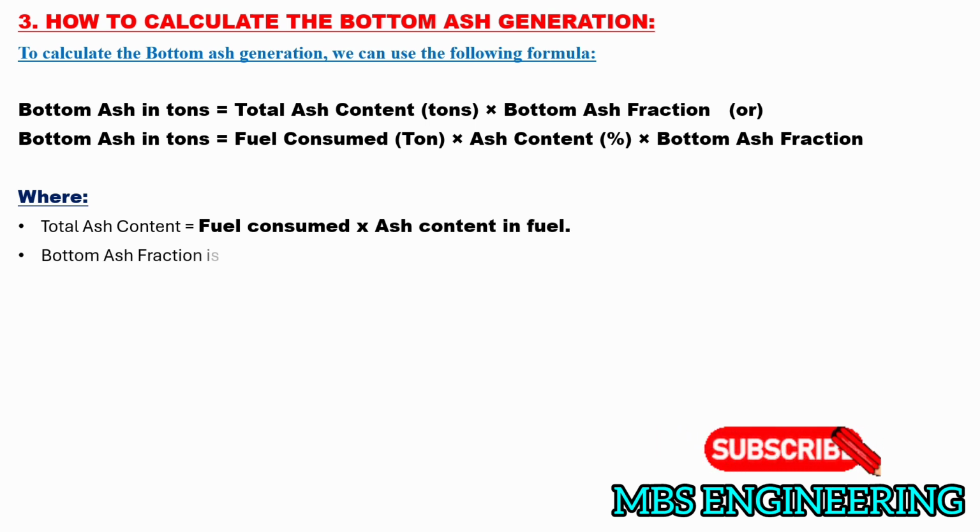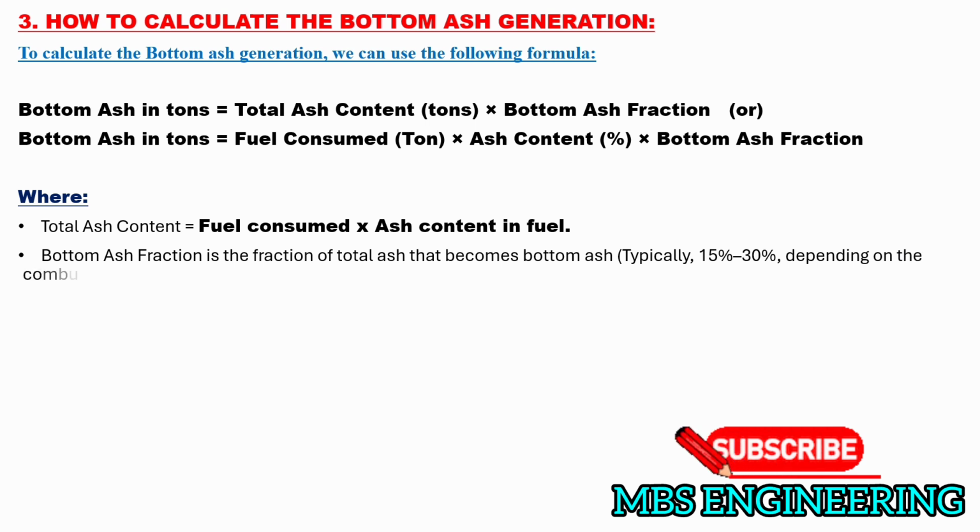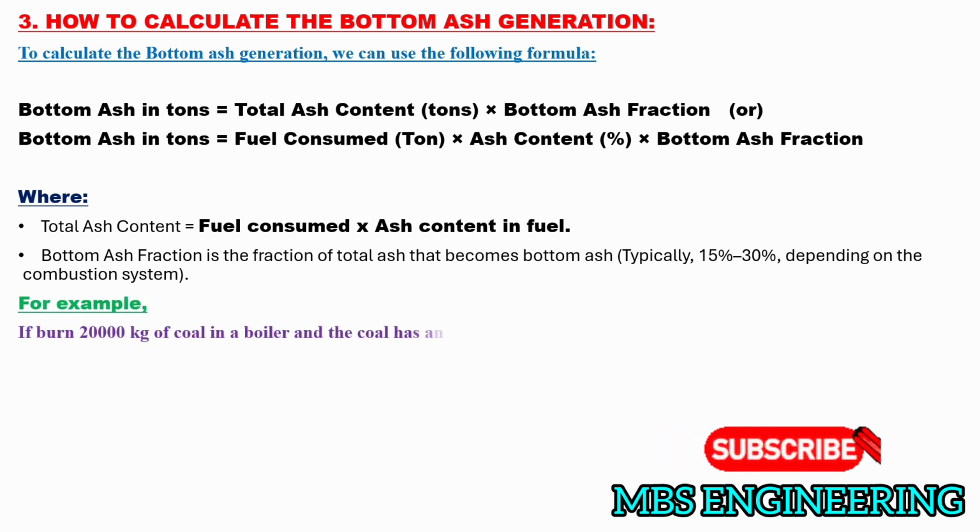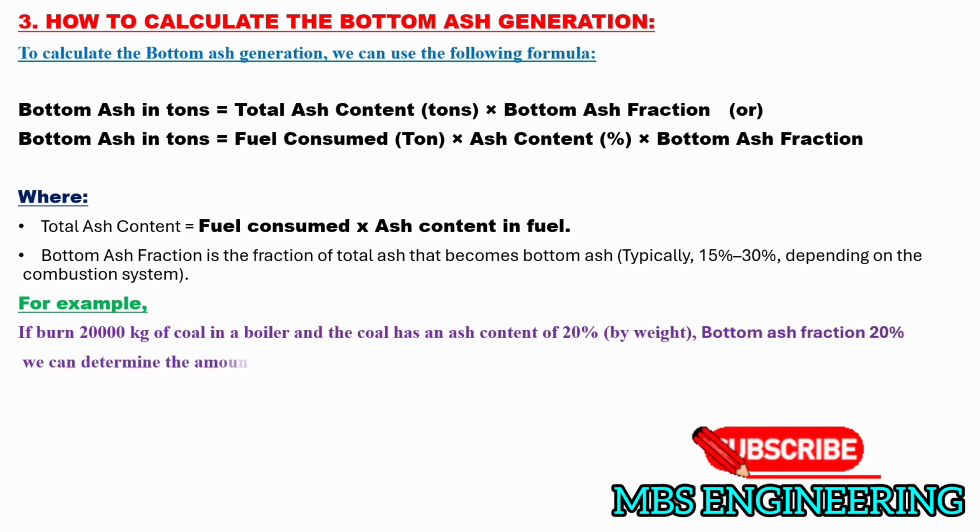Next, bottom ash fraction is the fraction of total ash that becomes bottom ash. It is typically 15% to 30%, depending on the combustion system. Next, we will learn a sample example for a better understanding. If you burn 20,000 kilograms of coal in a boiler and the coal has an ash content of 20% by weight, bottom ash fraction 20%, we can determine the amount of bottom ash generated using the above formula.